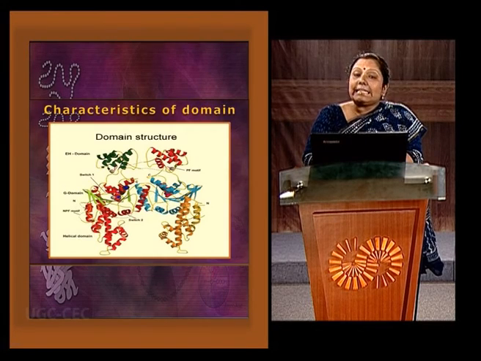Next, characteristics of the domain. According to Wetlaufer, it was proposed that the domain has a specific definition. It may contain 100 to 200 amino acid residues, and they make a compact structure. In the tertiary structure, we find hydrophobic residues buried inside making hydrophobic interactions, and hydrophilic side chains protruding outside to interact with the solvent in thermodynamically possible ways.